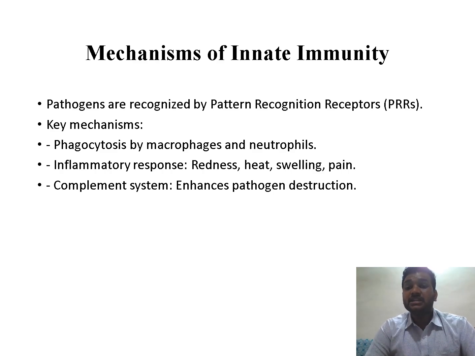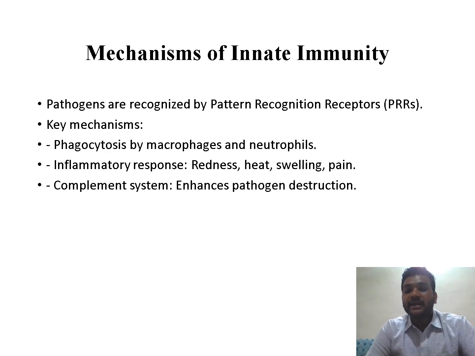And the recognition of pathogens: how is it recognized? The pattern recognition receptors. I'll repeat it once again. Pattern recognition receptors on innate immune cells detect pathogen-associated molecular patterns and damage-associated molecular patterns, signaling the presence of infection or cellular injury. Examples of PRRs include toll-like receptors and NOD-like receptors.